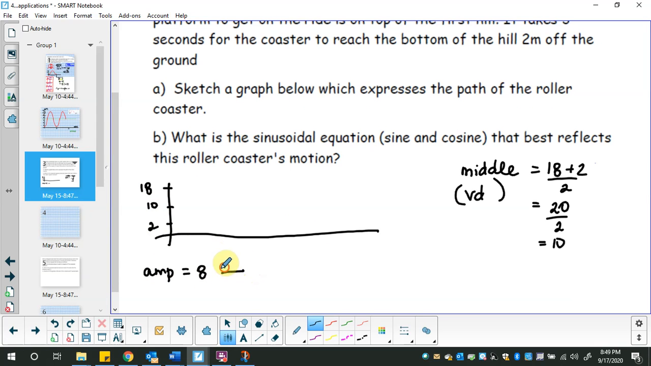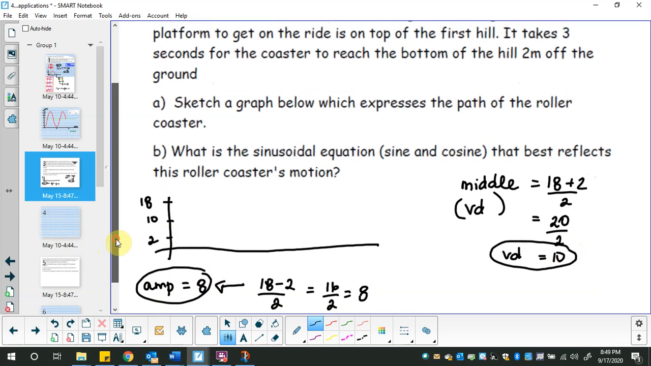Another way to find amplitude is, instead of adding the top and the bottom together, subtracting them and dividing by 2. So that gives you 16 divided by 2, which is 8. So you have 2 ways to get the amplitude. Well, actually 3. But I like doing both of these to double check that I'm doing it right. So I'm going to put a circle around this so I don't have to look very far for that information. And I'm going to put vertical displacement and a circle around this.